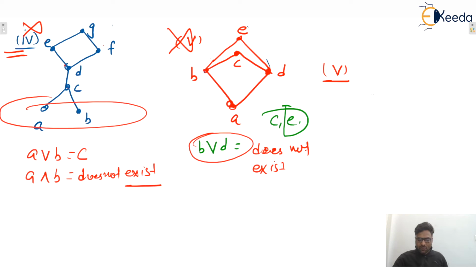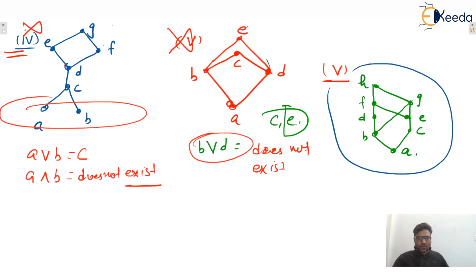Next, let us consider one more. Let's say this is given: H, F, D, B, then G, and let's say this is E, and this is C, and that is A. Now you tell me whether this particular Hasse diagram is a lattice or not.